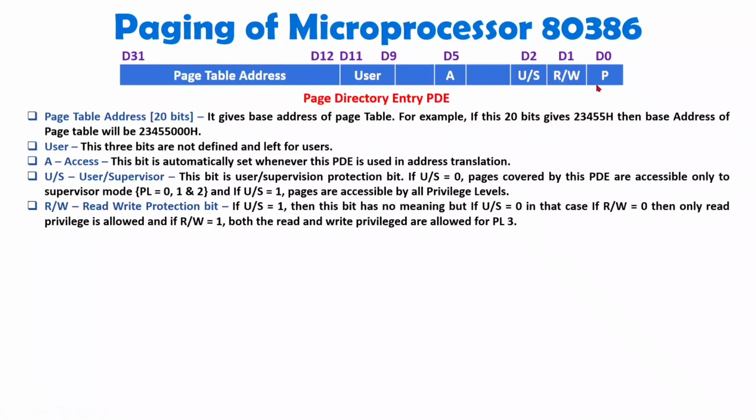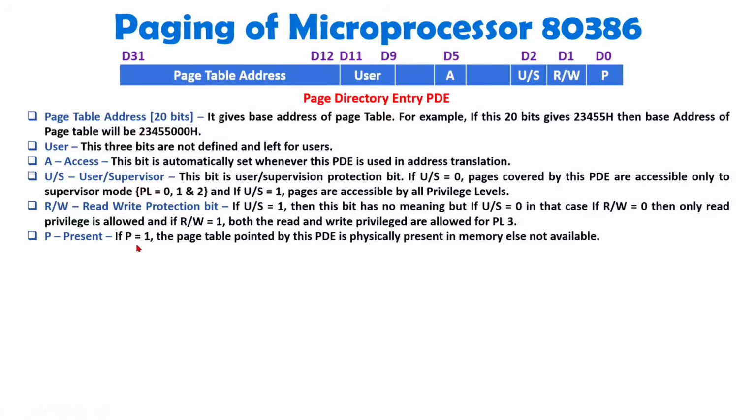Now my dear students, let us try to understand what the P bit is. P means present bit. If P is equal to 1, then you can say the page table pointed to by the PDE is physically present in the memory, else it is not available, right?